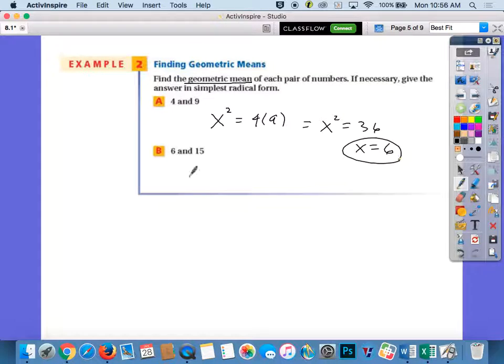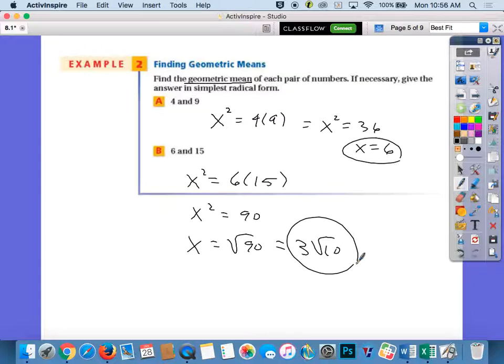Same thing here. X squared equals A times B, so X squared equals 6 times 15. X squared equals 90. Use simplified radical form, please. So you're going to get X equals root 90. Break that 9 out, and 3 root 10 is going to be your final answer for that. So like I said, we're going to hang out for a second and see how this applies.